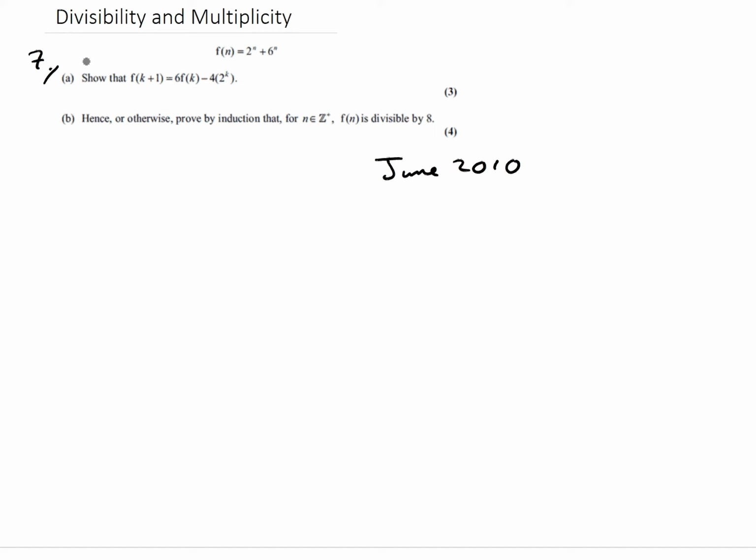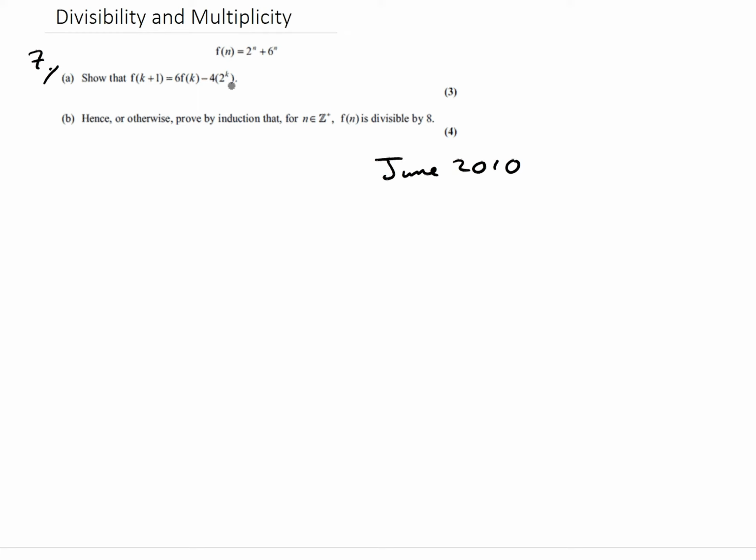So I'm going to look at question 7 of the June 2010 FP1 Edexcel paper. Let's just have a quick look at what it says. The first part is just a bit of algebra. We're given f of n, so the function is given by 2 to the power of n plus 6 to the power of n. And we're told in part A to show that f of k plus 1 is equal to 6 times f of k minus 4 times 2 to the power of k.